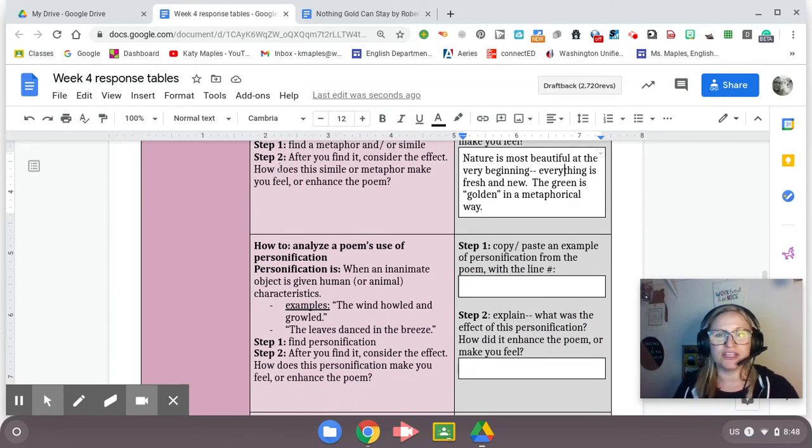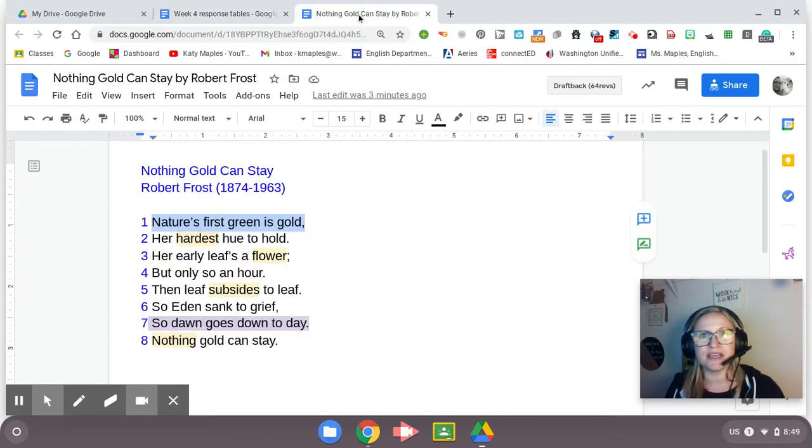Analyzing personification. So personification is when an inanimate object is given human or animal characteristics. So this is used a lot, like the wind howled and growled, or the leaves danced in the breeze. Wind doesn't howl and growl. That's what an animal does. Leaves don't dance, right? But we often give inanimate objects living characteristics. So let's go see if Frost did that anywhere here.